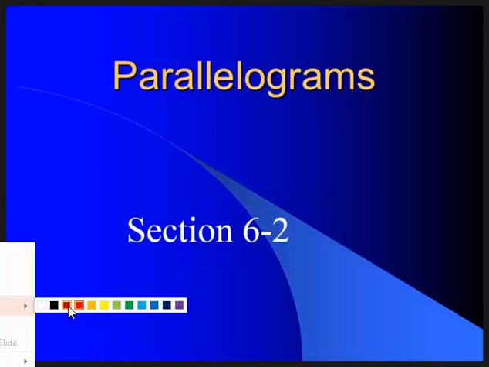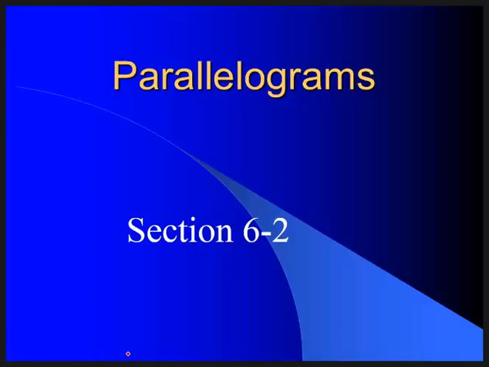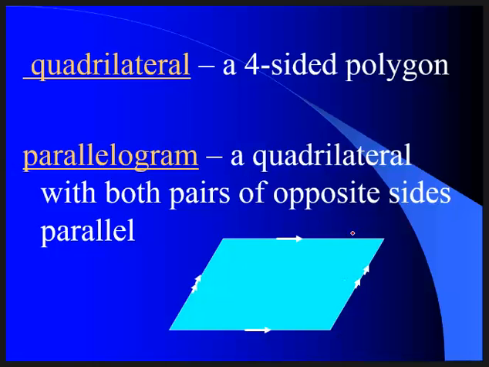Okay, today's lesson is on parallelograms, special types of quadrilaterals. You remember what a quadrilateral was? It was a special kind of polygon. How many sides were on a quadrilateral? 4. A quadrilateral is a 4-sided polygon.